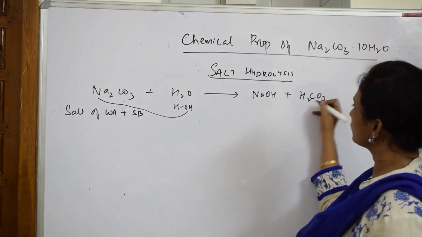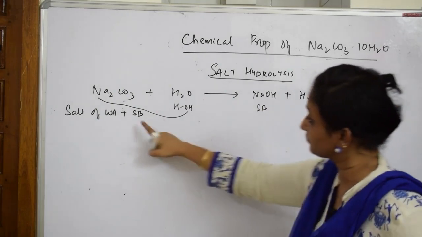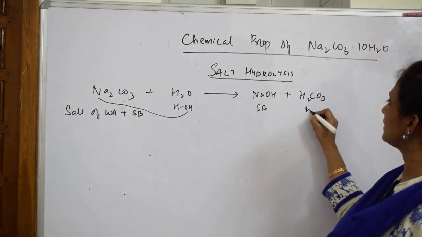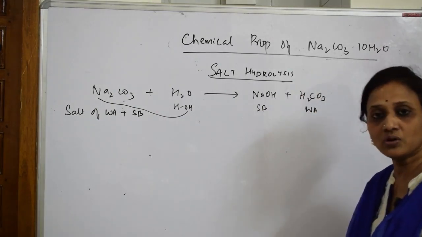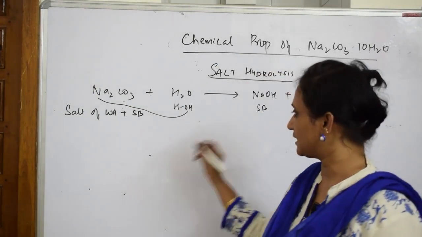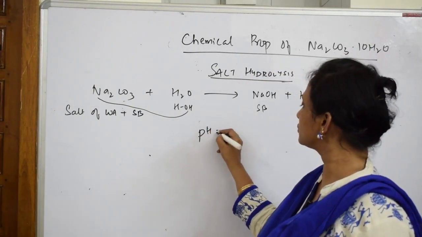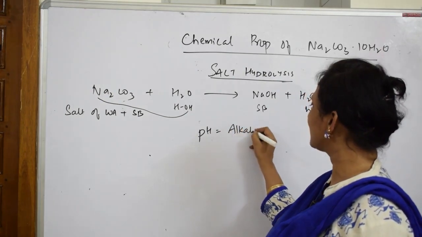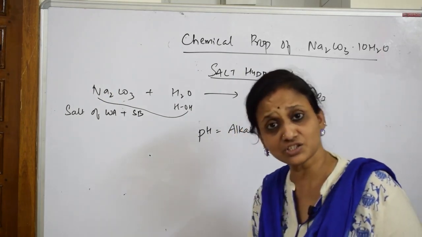Now see, sodium hydroxide is a strong base. What is this? This is a weak acid, right? So overall, when I have to see the reaction, this is the product formed as sodium hydroxide. That means the pH of the solution is automatically, obviously alkaline in nature, because it is a strong base.